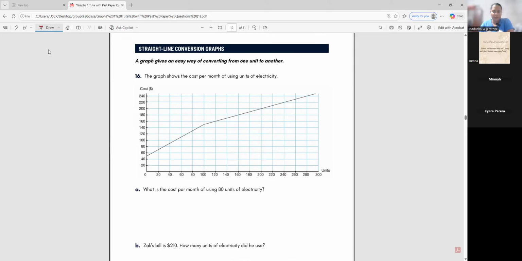What is the cost per month of using 80 units of electricity? The graph shows the cost per month of using electricity. Number of units is given on the x-axis, y-axis is the cost. For the first 20 units, the charges can be found like this. Then 40 units like this. That's what we have to do. They are asking to find the cost for 80 units. Then draw the arrow from 80.